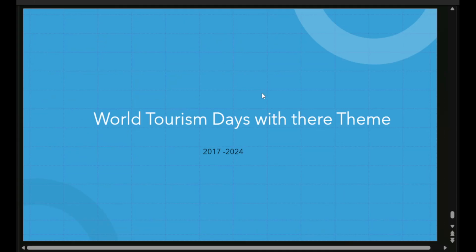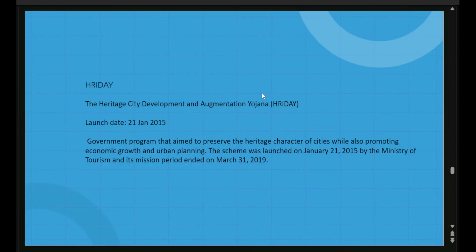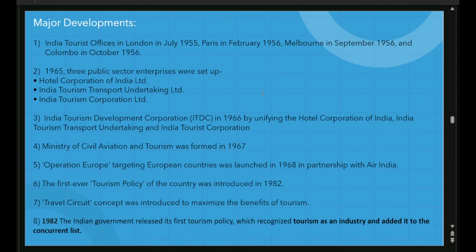So let's move to our second topic, which is major landmarks in tourism development in India. Basically, these are important revision points from your 5-year plans. In 1955 and 1956, Indian tourist offices were opened in London, Paris, Melbourne, and Colombo. In 1965, three public sector enterprises were set up: Hotel Corporation of India, Indian Tourism Transport Undertaking, and Indian Tourism Corporation. In 1966, these three were unified to form ITDC, the Indian Tourism Development Corporation.